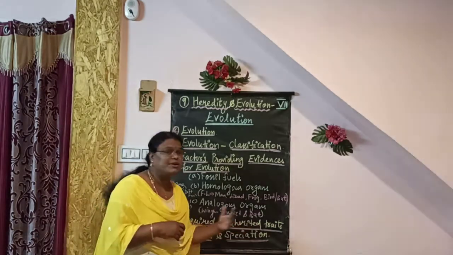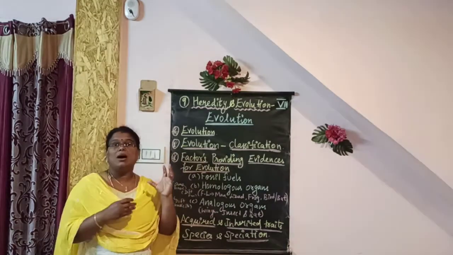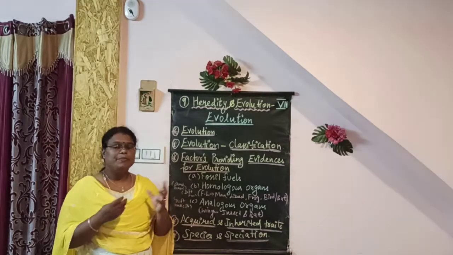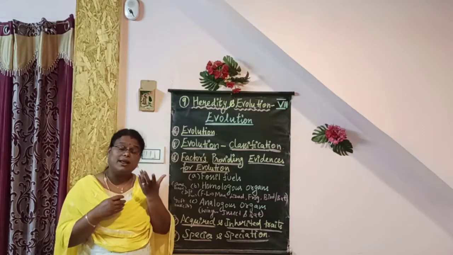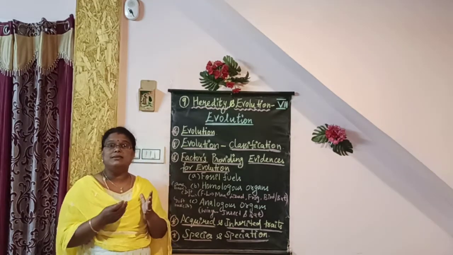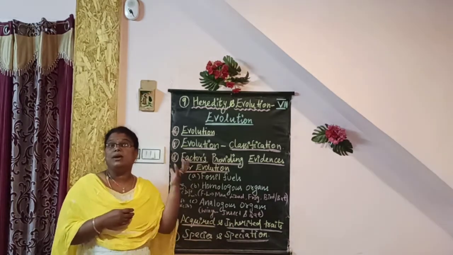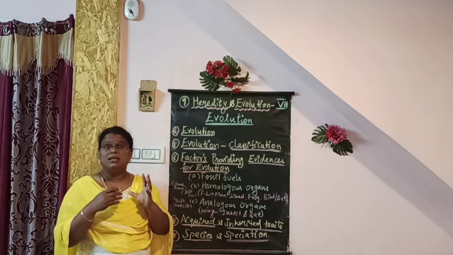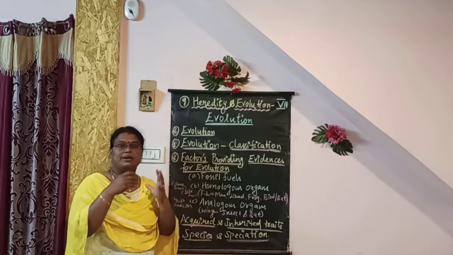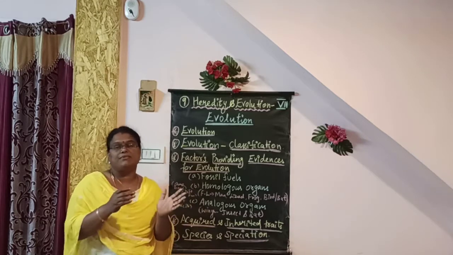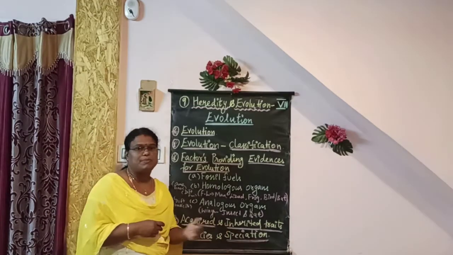And inherited traits are opposite to acquired traits. Inherited traits are the characters which are inherited from our parents. Example, shape of the nose, shape of the ears, color of the skin, color of the hair, all come under inherited traits. These are the traits or characters which we inherit from the parents. These bring changes in the genes, and these inherited characters are passed or transferred from one generation to another generation. And last one is species and speciation.